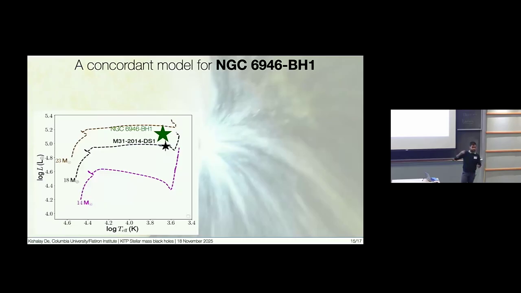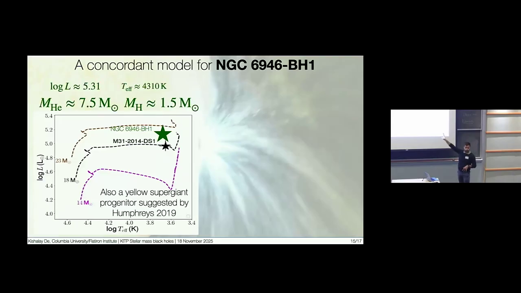So the best fit model for that star too also looks like a yellow supergiant. And in fact, this is something that was suggested many years ago, in a paper by Humphreys in 2019, which showed that the SED of the source was much better fit with a yellow supergiant than a red supergiant. And we ran, again, a similar infrastructure for this source.